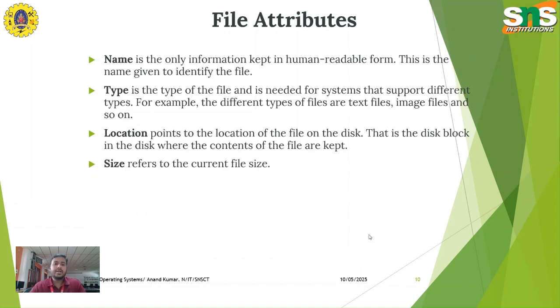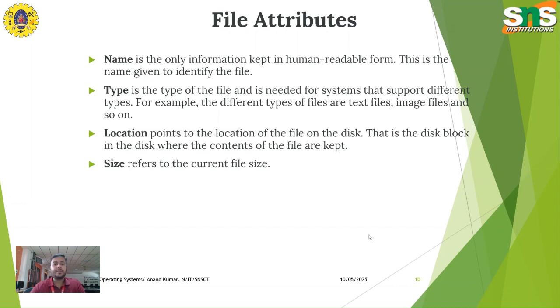Coming to the detailed description of those attributes: what is a name? The name is the only information that is kept in human readable form, because the name can be identified by both the user and humans. This is the name given to identify the file. If you want to identify just one file out of 10 files, we have to sort it using the name attribute.